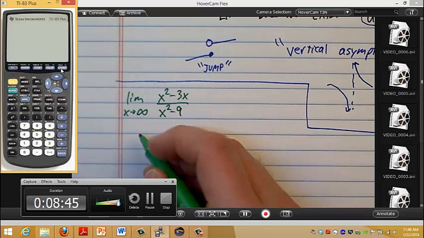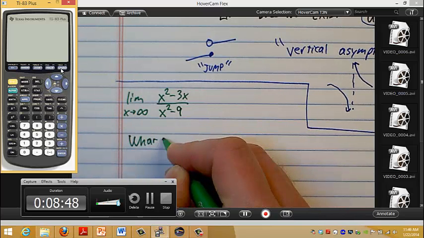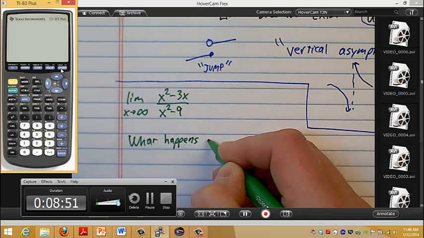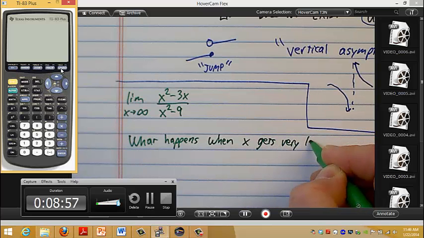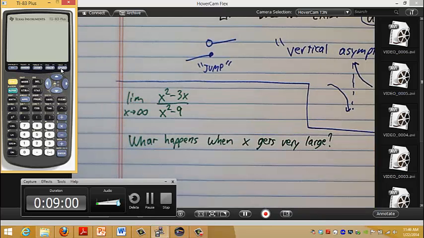And what this is asking you is, what happens when x grows without bound? Basically, what happens when x gets very large? Well, what often happens is you get what's called a horizontal asymptote. In this case, give me a large number. One of my favorites is 1,000. Because what's 1,000 squared? 1,000 times 1,000 is a million, right? 10 to the 6th.